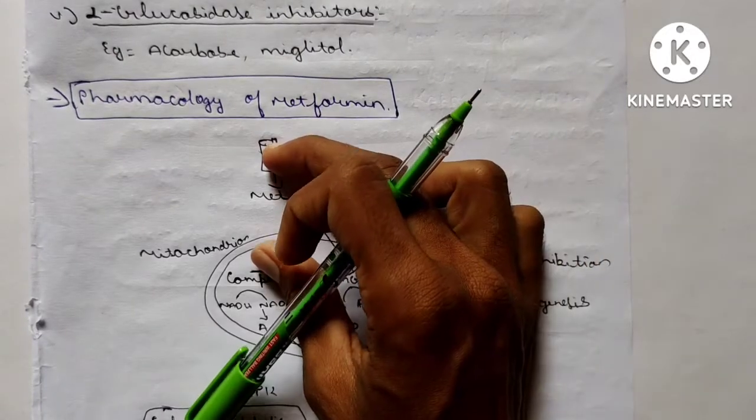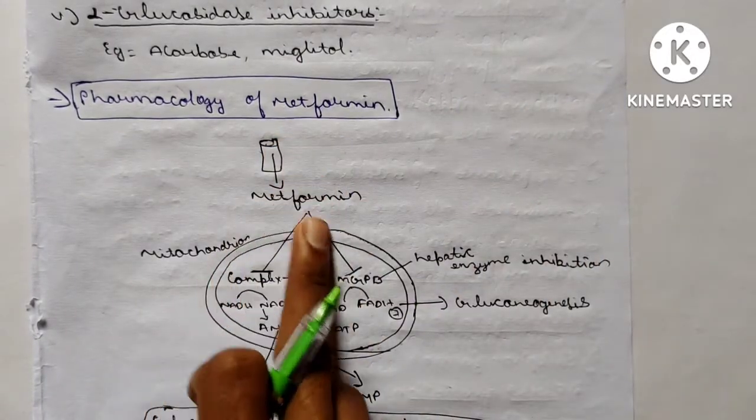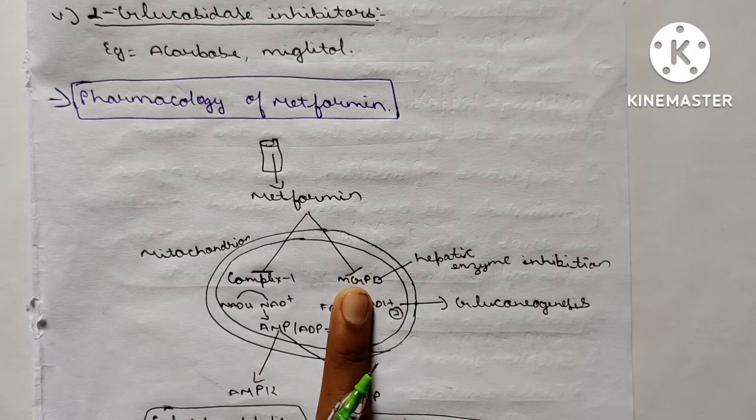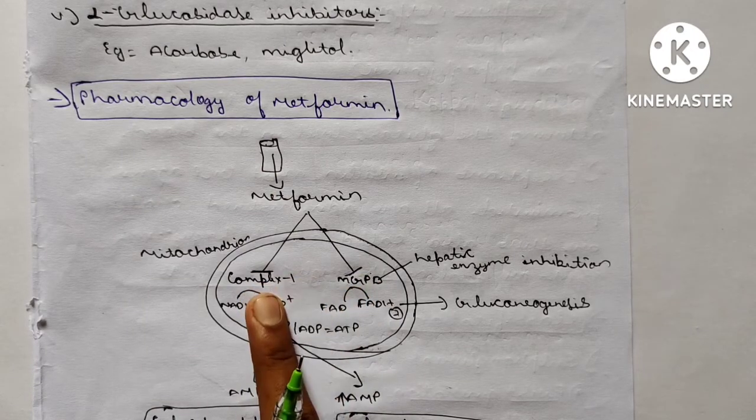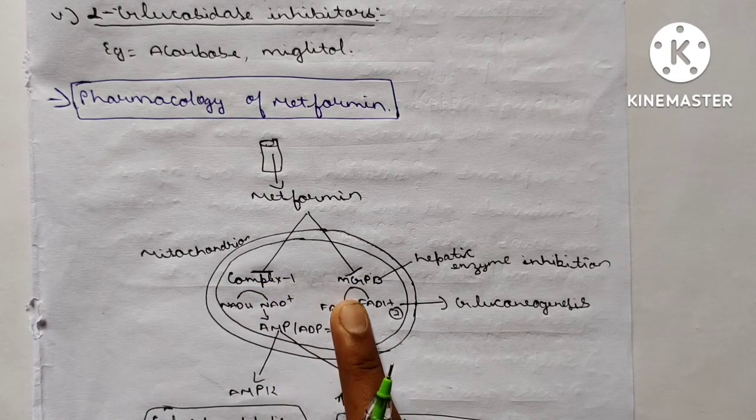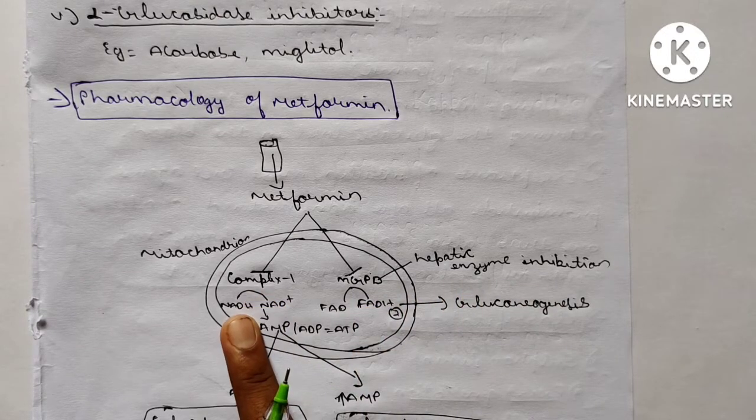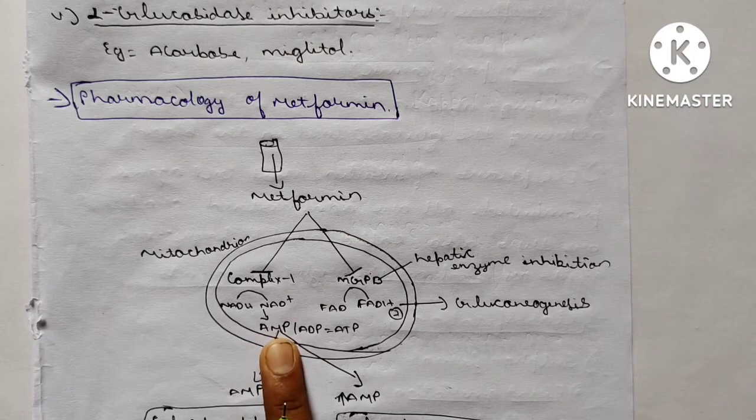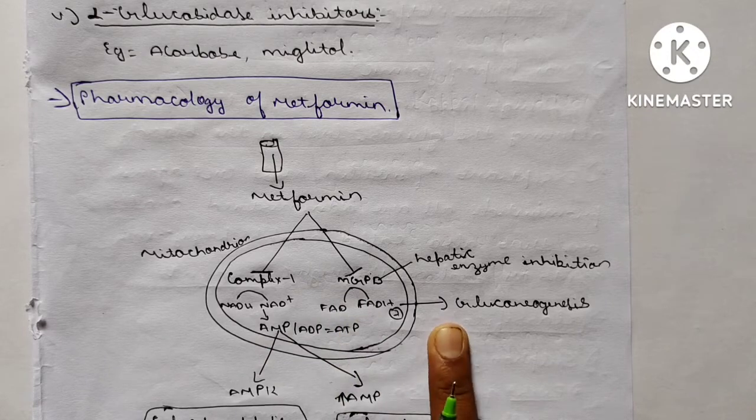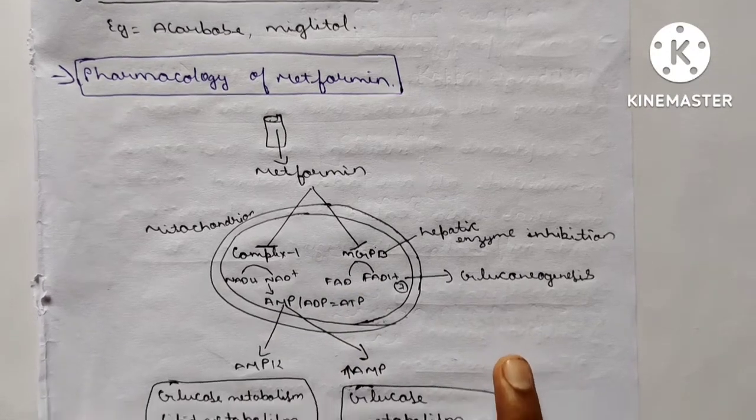This is the metformin tablet. It will enter into the mitochondria and inhibit complex 1 and mGPD. It is hepatic enzyme inhibition. Now this converts NAD into NADH, related to AMP. You know that it is the coenzyme. And FAD into FADH. That process is known as gluconeogenesis.